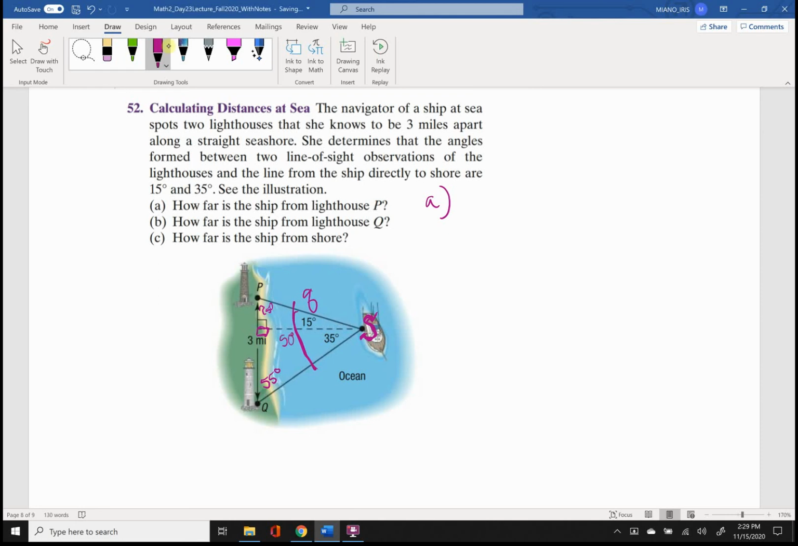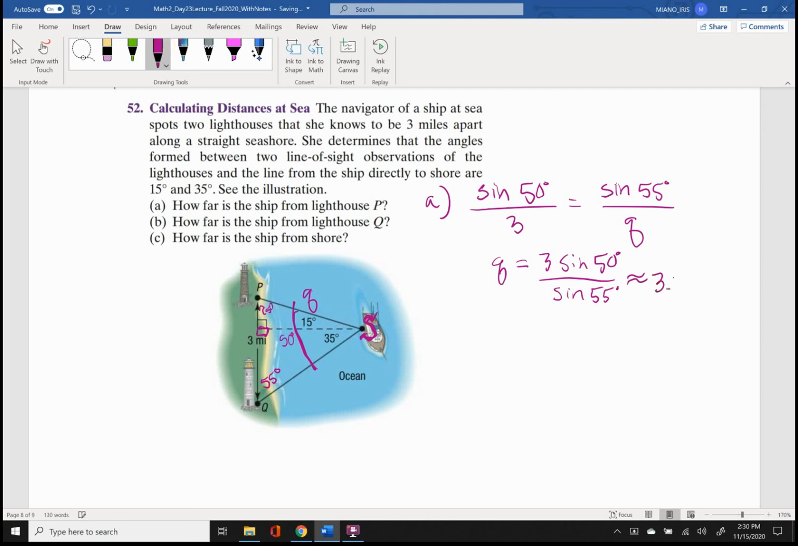So therefore, I can use the law of sines to say that the sine of 50 degrees over 3 is equal to, well, what angle is opposite this lowercase q edge? 55, right? That's the measure of angle, uppercase Q. So that'll be sine of 55 degrees over q, okay? Cross product solve for q, and you will get q is equal to 3 times the sine of 50 degrees over the sine of 55 degrees, which is approximately, taking what you get from the calculator here and rounding it to the nearest hundredth, you'll get 3.21.